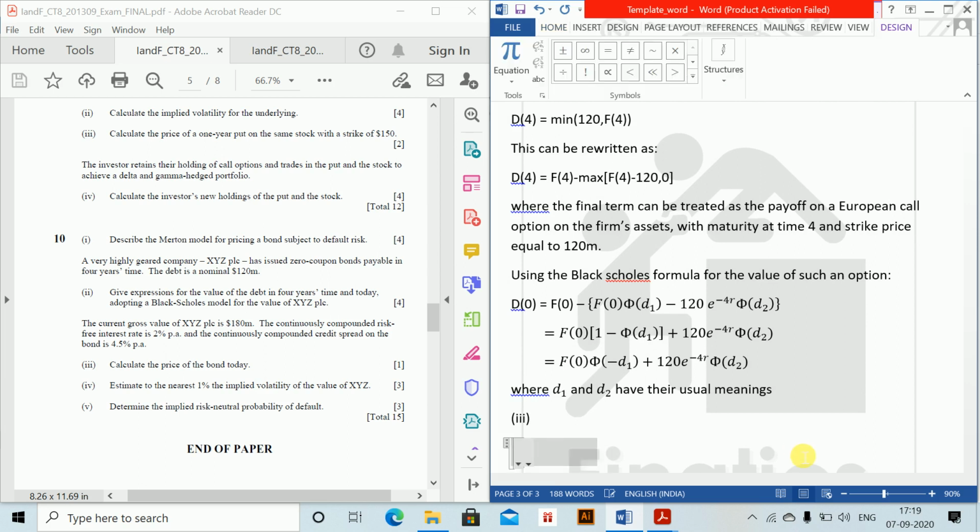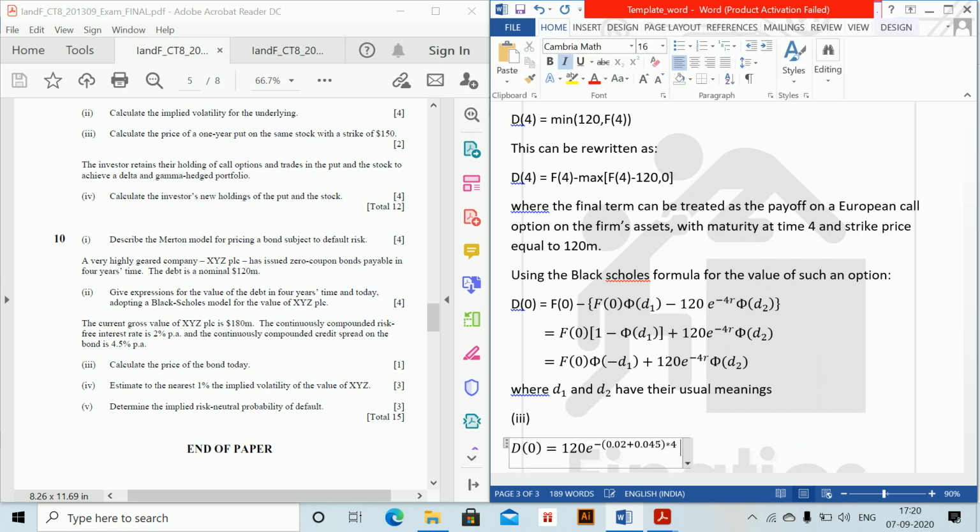Okay, now next, part 3 is the price of the secure bond today. So D0 is equal to 120 e to the power minus (0.02 plus 0.045) into 4, brackets close, which is equal to 92.526.